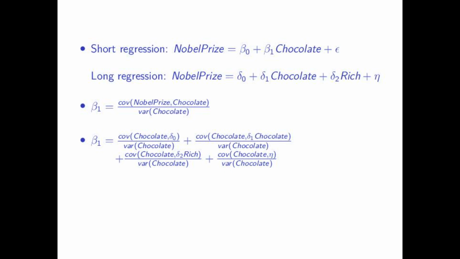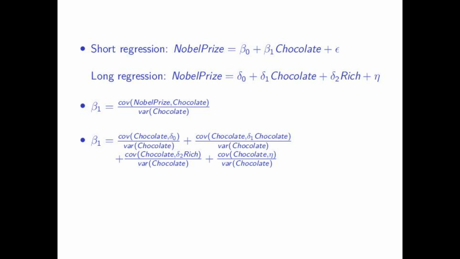Now you might think this actually looks much worse than what we've had before, but it's actually much nicer, because if we look at this, the first term is a covariance with a constant, which is always 0. Delta 0 doesn't vary, so it can't co-vary with something. It's constant. So the first term on the right-hand side is 0. A constant multiplying a variable can be pulled out of the covariance. So the second term is delta 1 times the variance of chocolate divided by the variance of chocolate, which cancels, so we are left with delta 1.